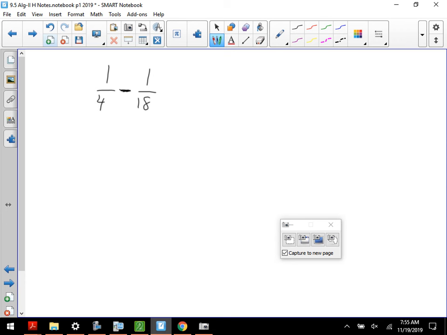One of the ways you guys learned how to do that was writing each of these numbers in terms of their primes. You guys remember that? Okay. 4 is 2 times 2. 18 is 2 and 9, so it's 2, 2 and 3. I'm sorry, 2, 3, and 3. All right.